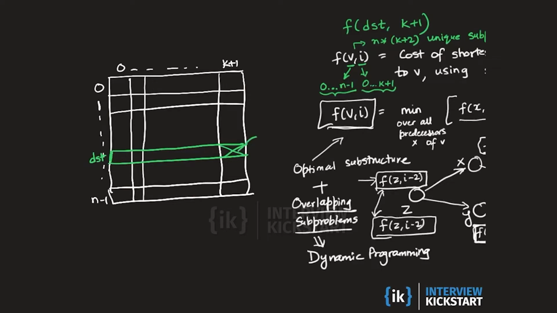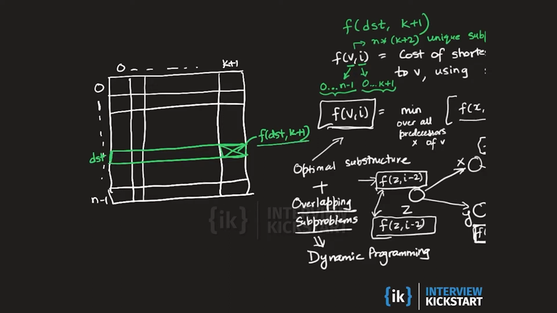Let's say this particular cell represents the overall problem that we want to solve, and the value here is something we want to be f of destination comma k plus 1. So what is the right way or the right order in which to solve all these subproblems in a way that we successfully manage to compute this value?